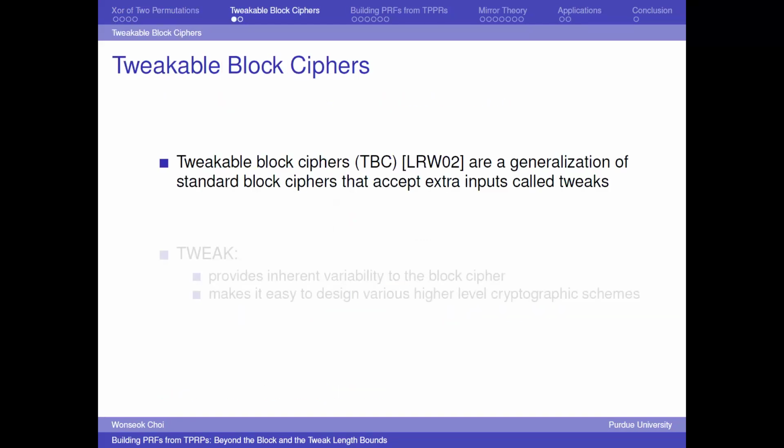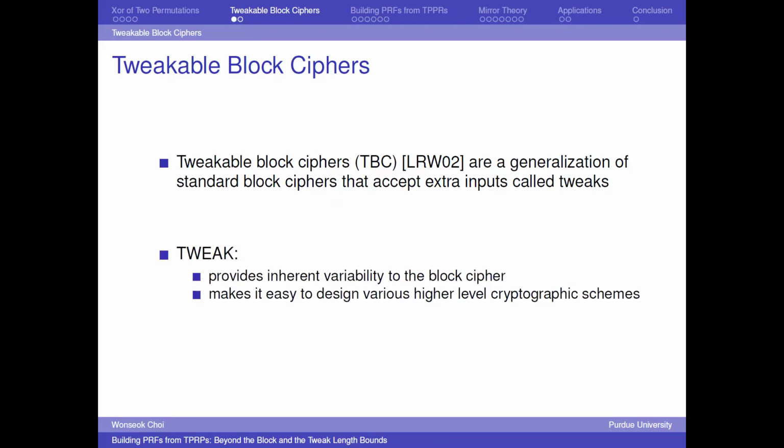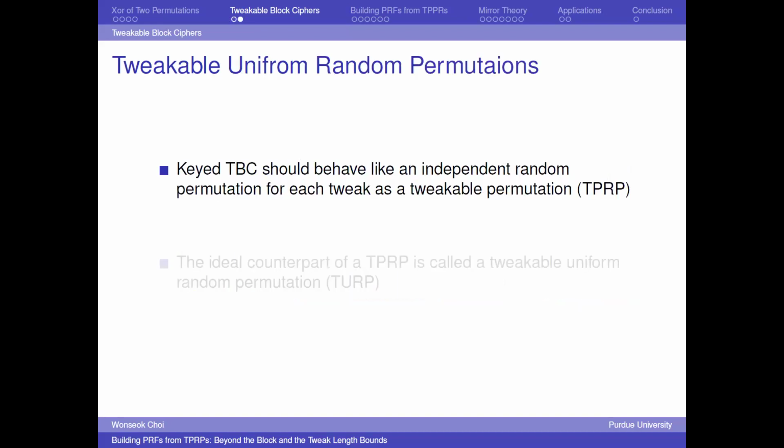And then let me briefly talk about Tweakable block cipher more, because I expect you already got some idea of Tweakable block cipher from the previous 3 presentations. So I'll just give a very short introduction. Tweakable block cipher, of course, takes an extra input called tweaks. And actually, these tweaks help us a lot, very useful. It provides much variability to the block cipher. So by using these tweaks, we can make it much easier to design various high-level cryptographic schemes like MACs and AEADs and more.